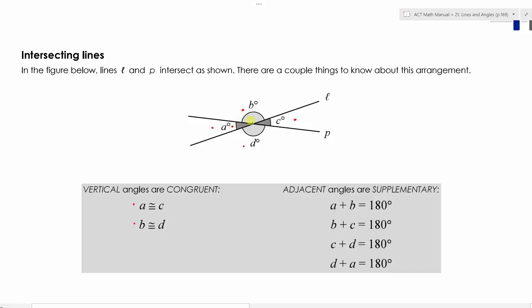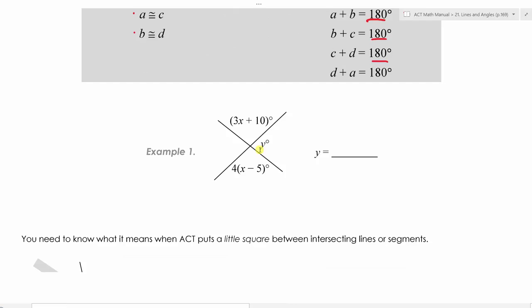And again, going around, adjacent angles, A and B, are adjacent. They are next to each other. They add up to 180. B plus C adjacent, they add up to 180, and so on and so forth. All of the adjacent angles are supplementary, adding up to 180 degrees.